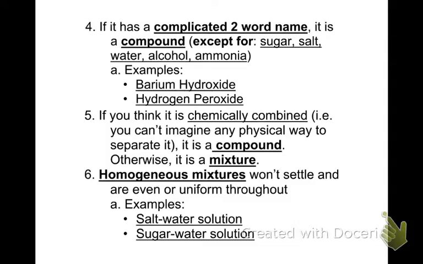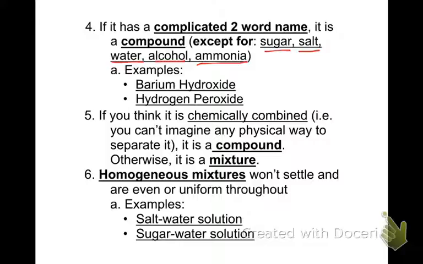Next, if it has a complicated two-word name, meaning it sounds like a compound, then it is a compound. The only exceptions are substances we use on an everyday basis, which we call by common names rather than their chemical names, such as sugar, salt, water, alcohol, and ammonia. Those are all compounds, but they don't have complicated two-word names because we see them every day in the store.